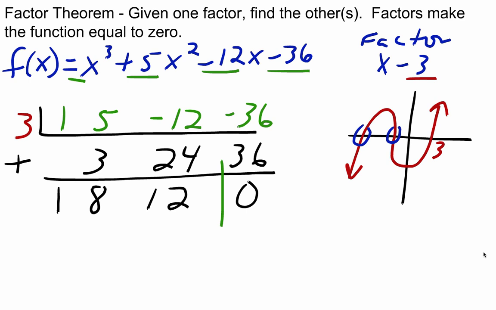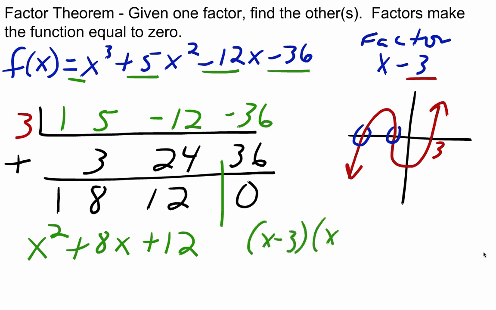Now, to write my answer, I always start with one exponent less than what the original had. The original had x cubed, so I'm going to start with 1 less than that. So it'd be 1x squared, or just x squared, plus 8x plus 12. They're all positive. If they had been negatives, it would have been negative. But then I have a remainder of 0. So that means x minus 3 times x squared plus 8x plus 12 are factors of my original polynomial. If I multiplied those together, I would get my original.